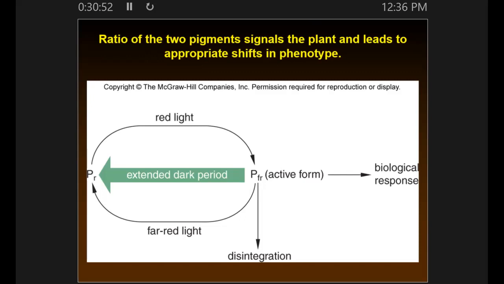All right, so they're using the information of both. They're looking at how much Pr, how much Pfr, and they're looking at that ratio. And based on that, that's telling them if they're in the light or in the shade. And then depending on the plant, it might be totally fine. It might be, oh, I need to do something about this. Okay.